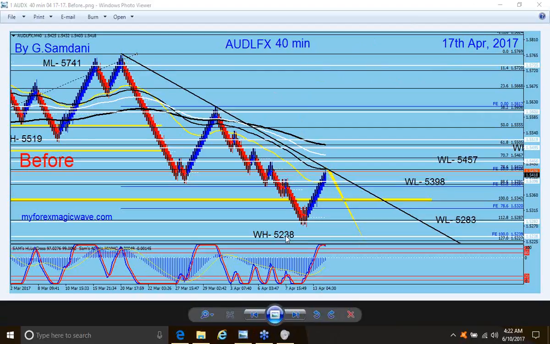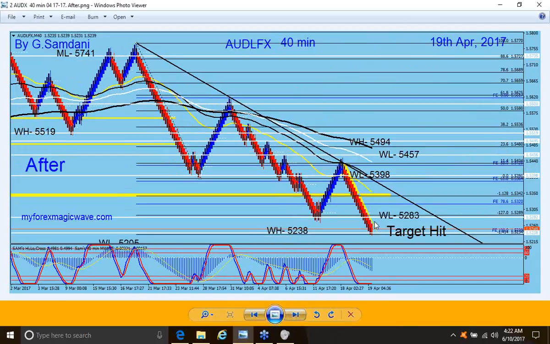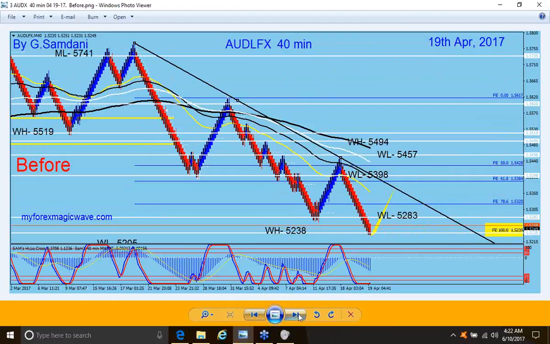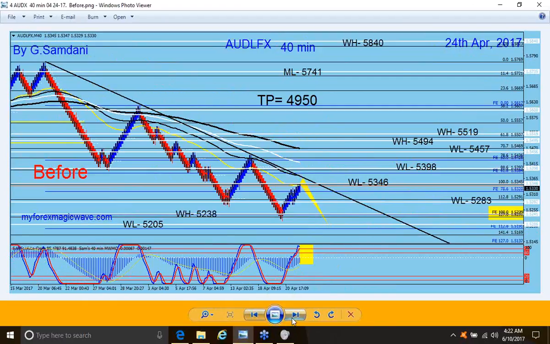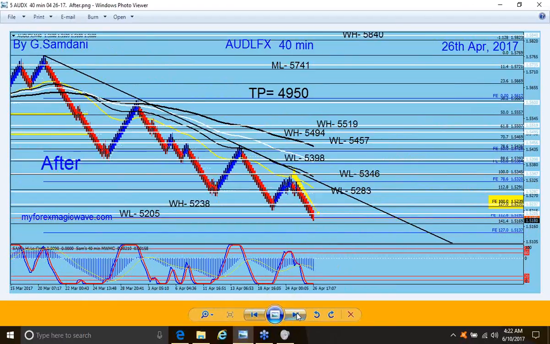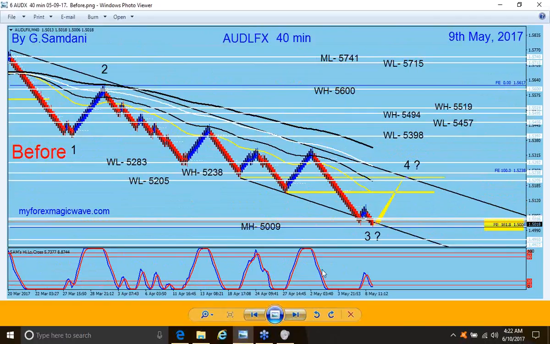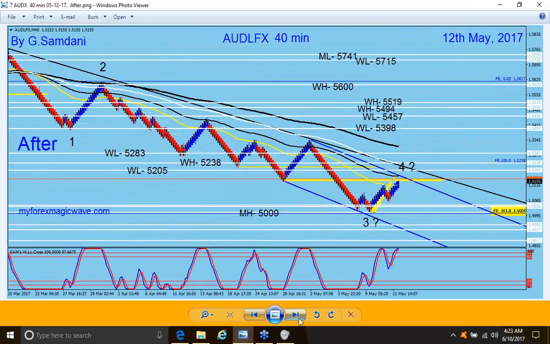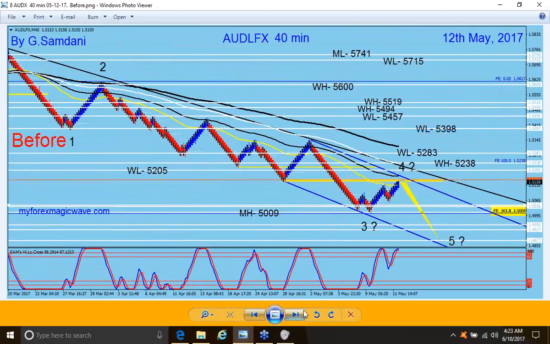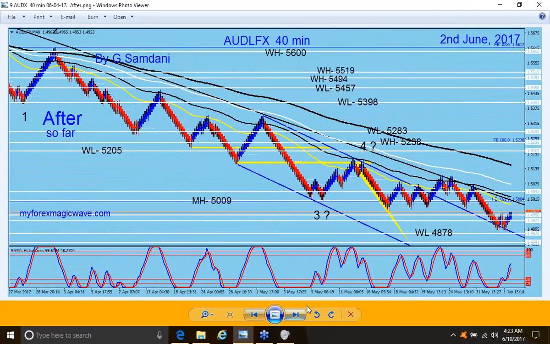I said we can come down here to 52.38, and we hit that target, right? And then from here we're supposed to go up again. I said we're going to go up to the trend line. We went. Then we're supposed to come down. We came, and this is Elliott wave 1, 2. Then we came down all the way here. This is wave 3, so we're supposed to go up for wave 4. We went up, and then I said we're going to come down for wave 5, which we did. The target was 48.78, and we came nicely.